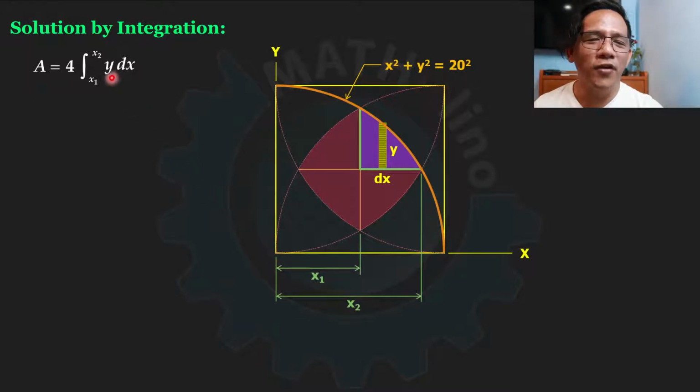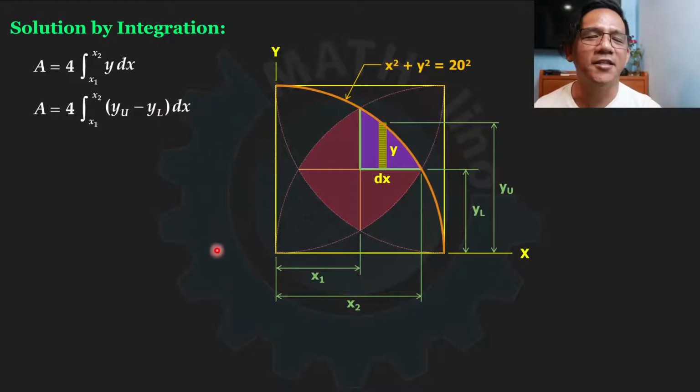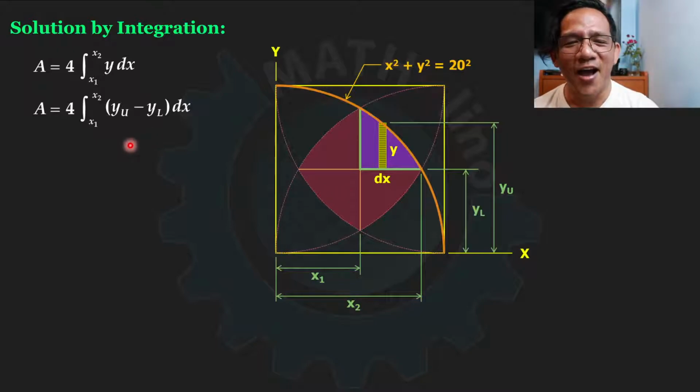Then, we are going to define the length of this strip, the length of this y. If you can see from the figure, this is actually the difference between the upper end of the strip, measured from the x-axis, minus the lower end of the strip. Meaning the value of y here is y upper minus y lower, times the thickness dx. Again, our equation is in terms of dx, so we need to express y upper and y lower in terms of x. How to do that?